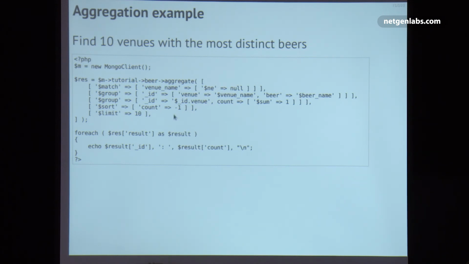Fourth step is I'm sorting on the count descendingly, so I get the venues with the most amount of beers first, and then I'm limiting this to 10. Does this make sense? So in PHP, you would create an array, and each operator also looks like an array. Looks like an array here because in JavaScript this is going to be an object with associative fields, right?